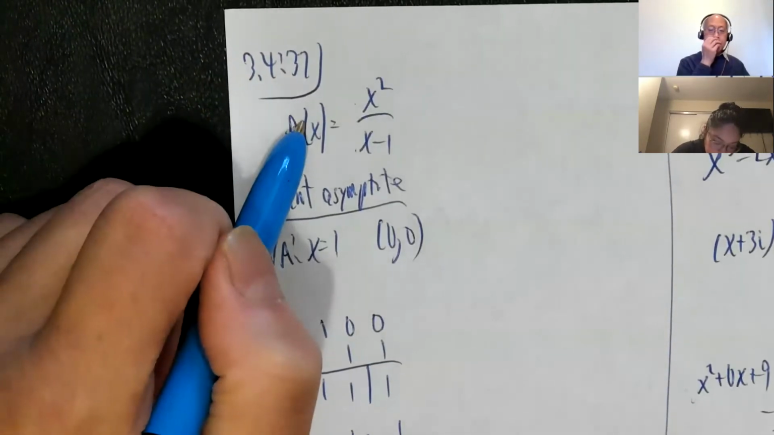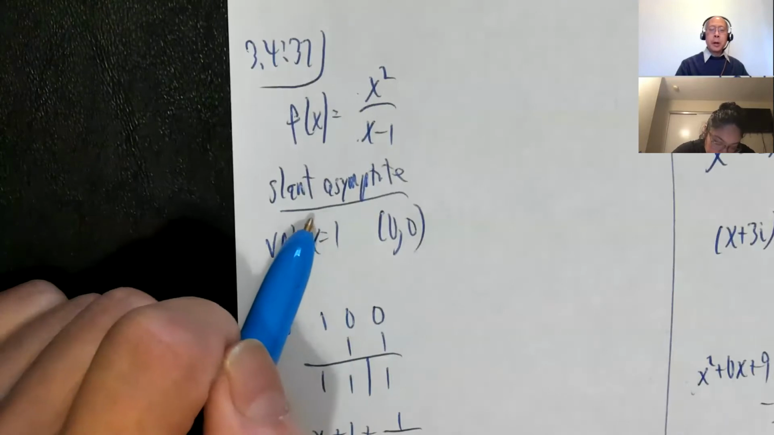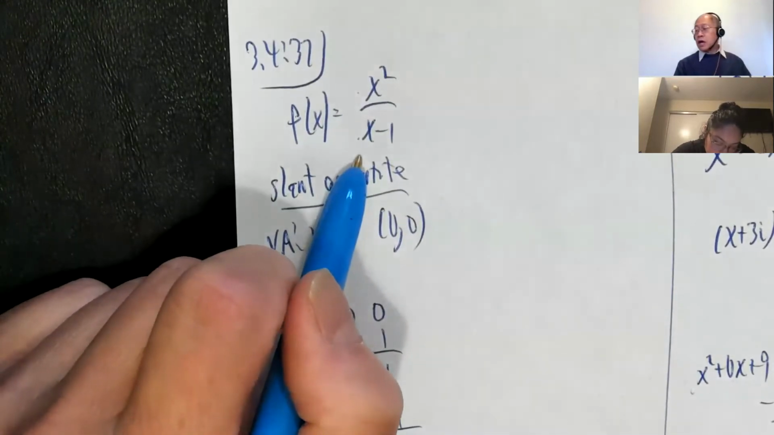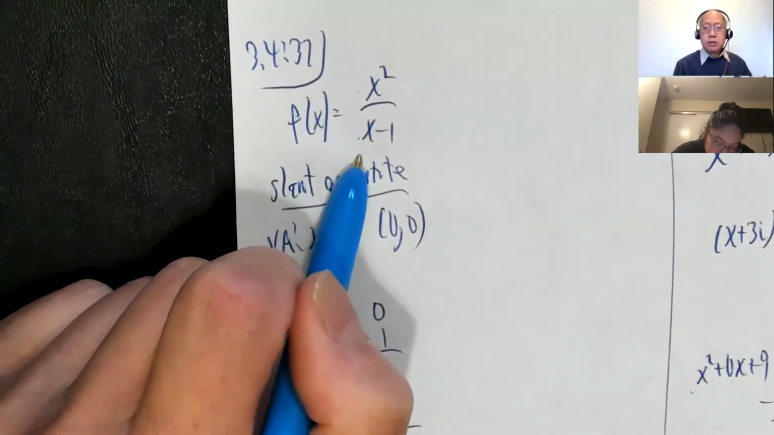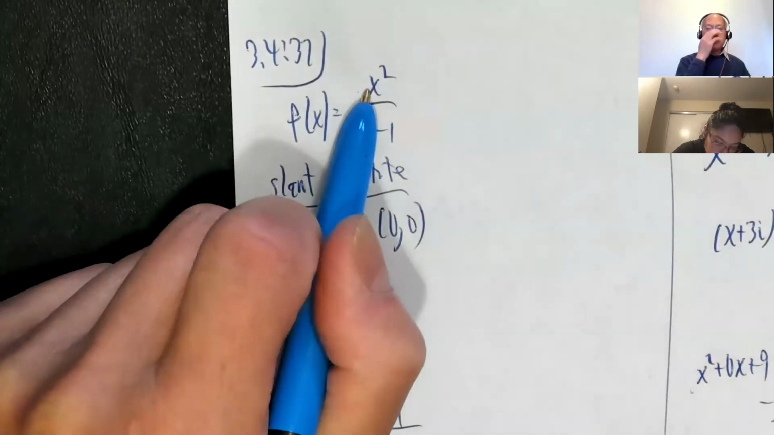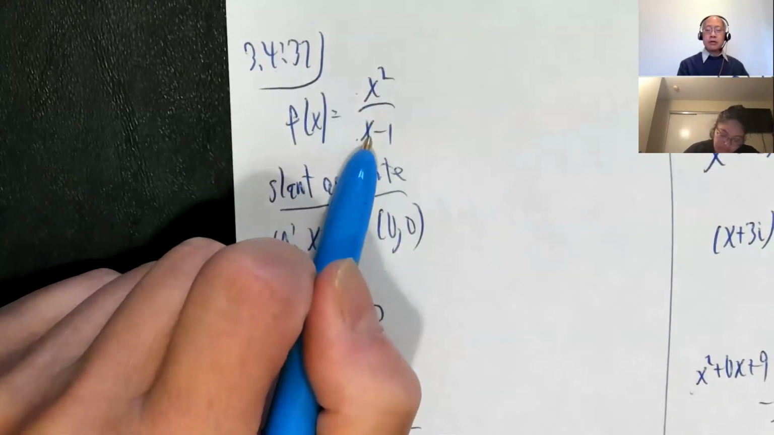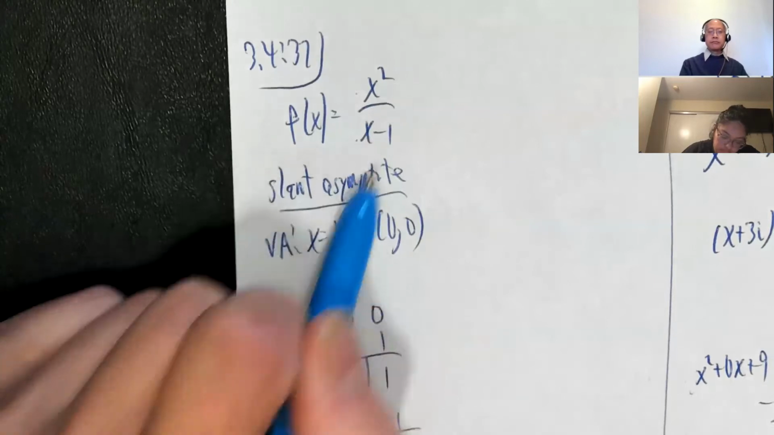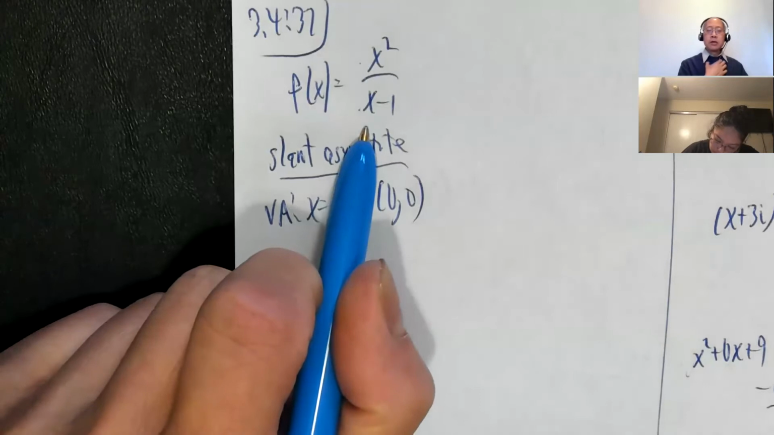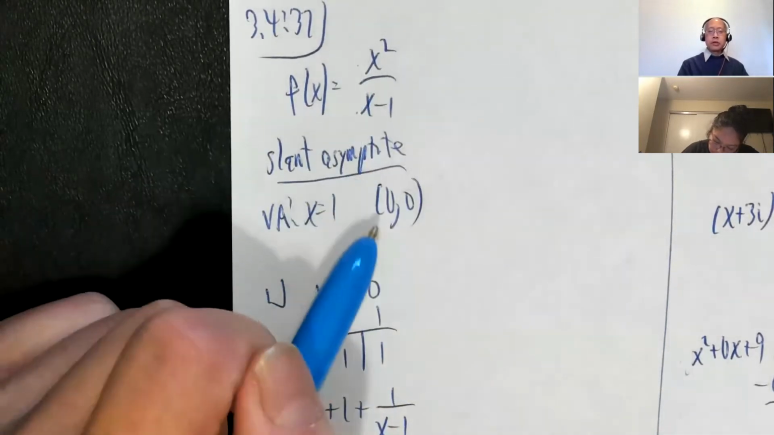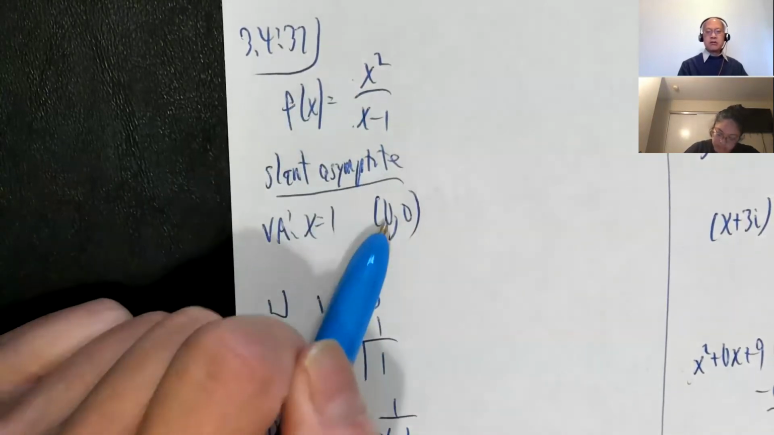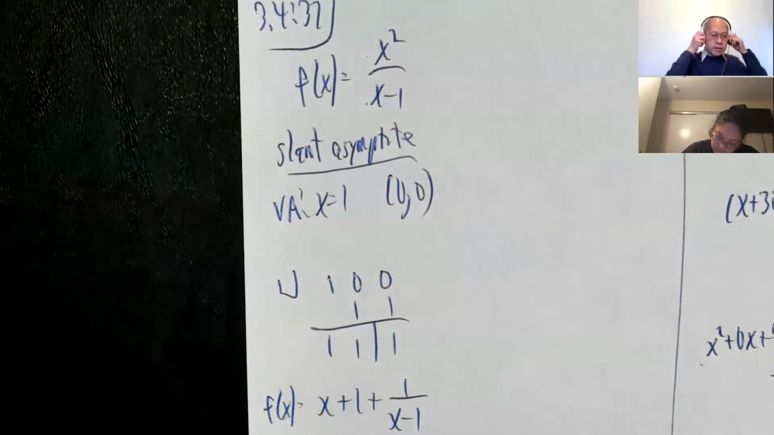3.4 number 37 had a slant asymptote, so let me review that one. f of x equals x squared over x minus 1. How do I know there's a slant asymptote? This is second degree, this is first degree. If the degree of the numerator is exactly one more than the degree of the denominator, I have a slant asymptote. The vertical asymptote is x equals 1. And the graph goes through the origin. How do I know? Plug in 0, you get 0. And if y equals 0, x is 0. So the graph goes through the origin, and there are no more intercepts.